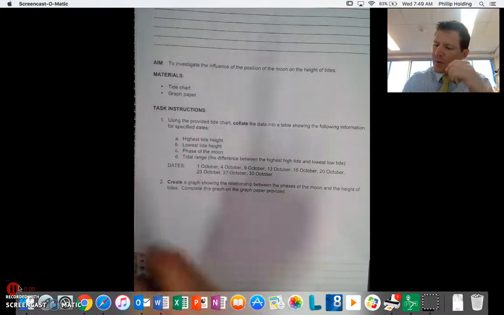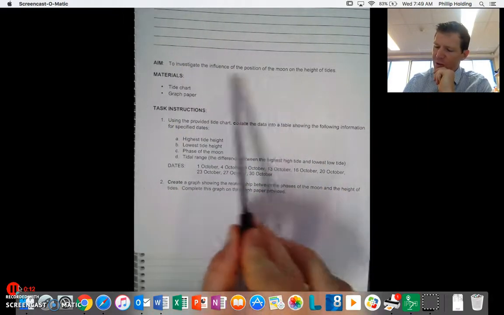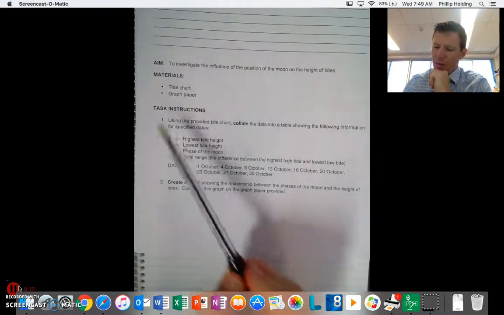So if you look here at the task instructions, you've gone through and written your introduction. Your aim is to investigate the influence and position of the moon and the height of the tides. These here are your materials.